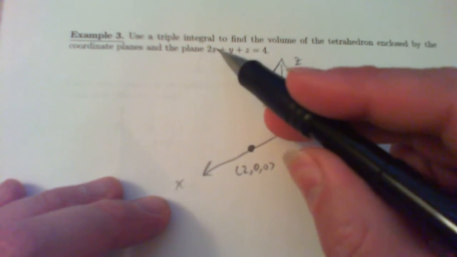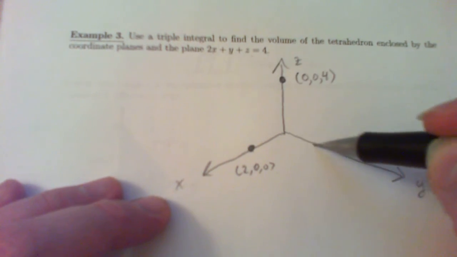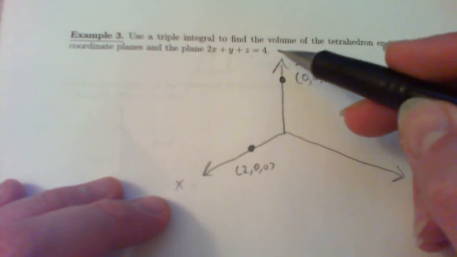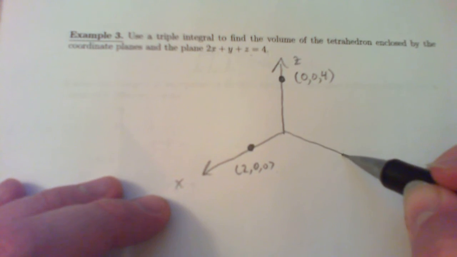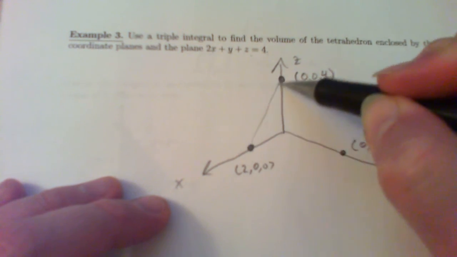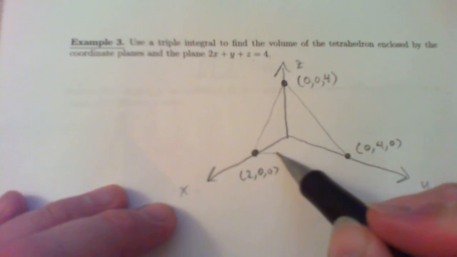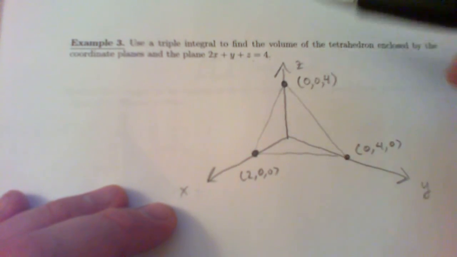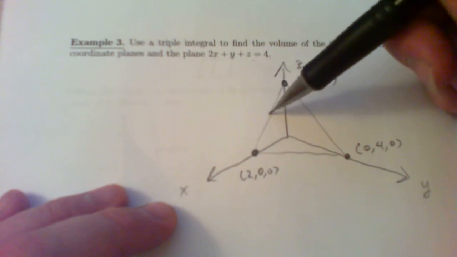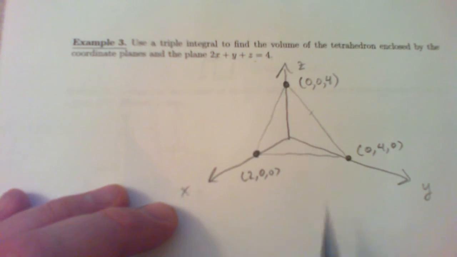Now if x was 0 and z was 0, so that would be on this line here, you'd see that y has to be 4. Okay, so x was 0, y was 4, and z was 0. So this tetrahedron is this thing right here. And for the back walls, it has that plane and that plane on the back. And then you have the lower one here.